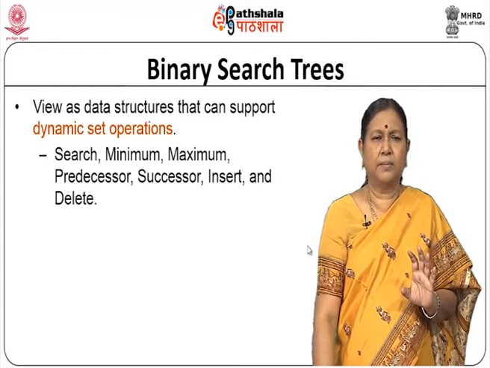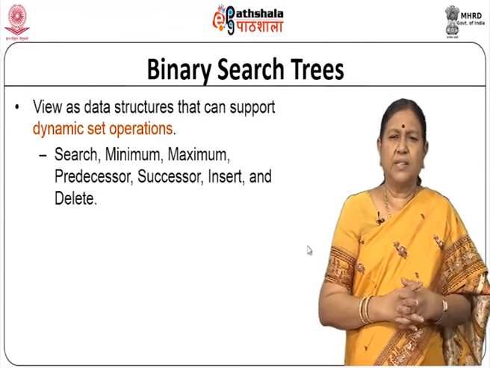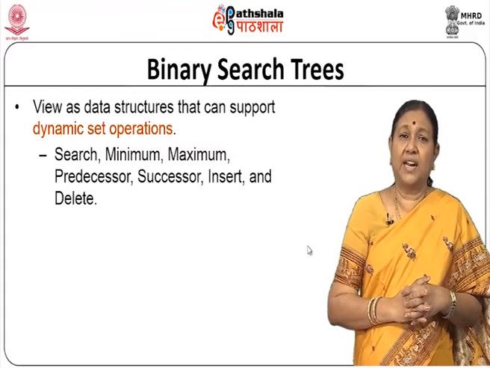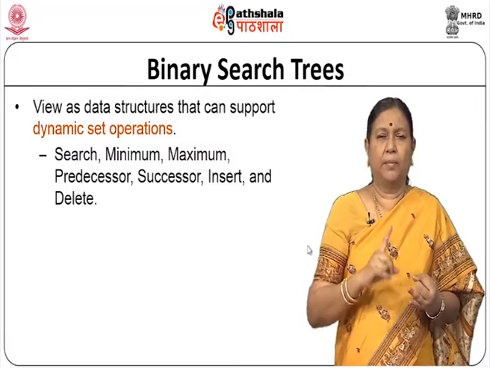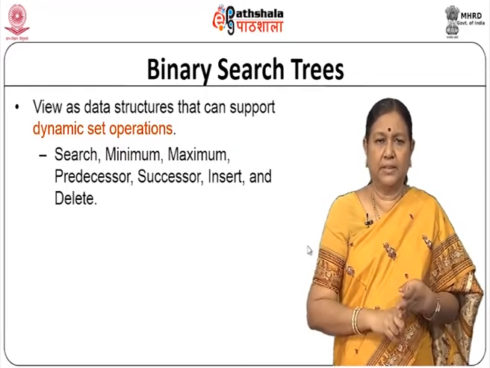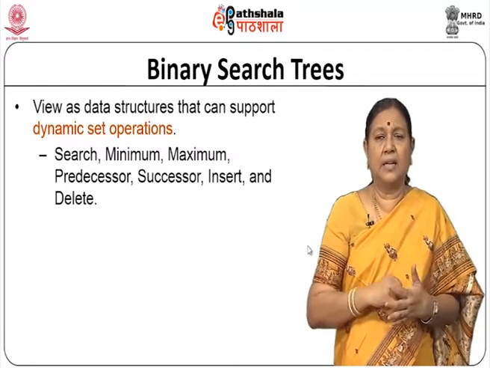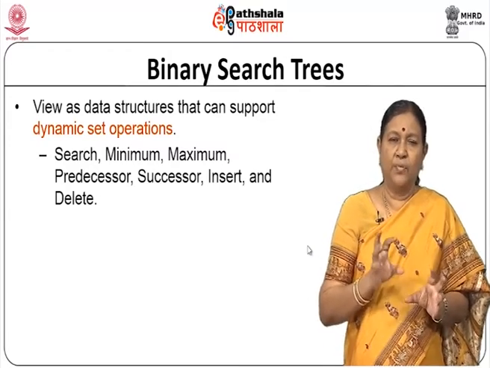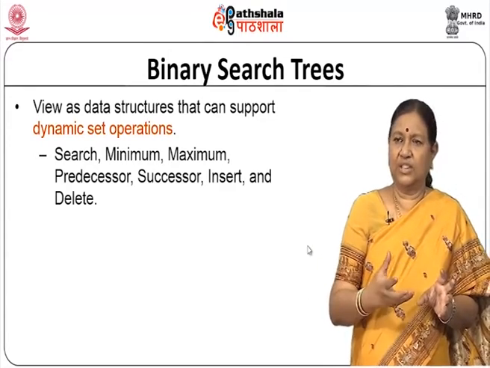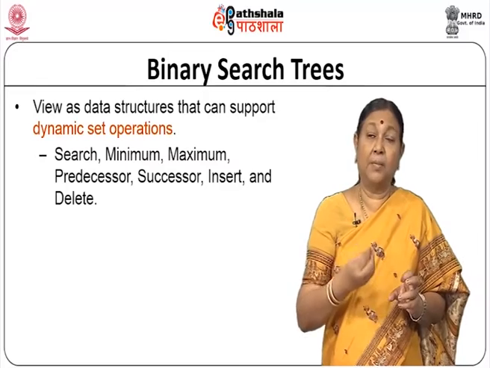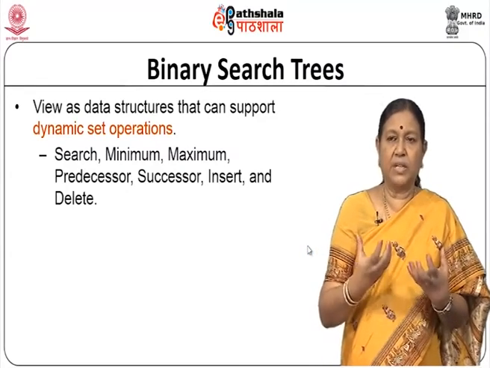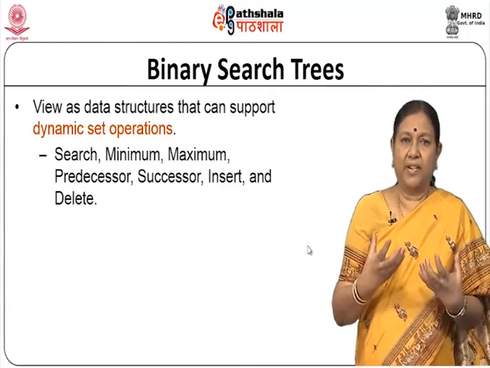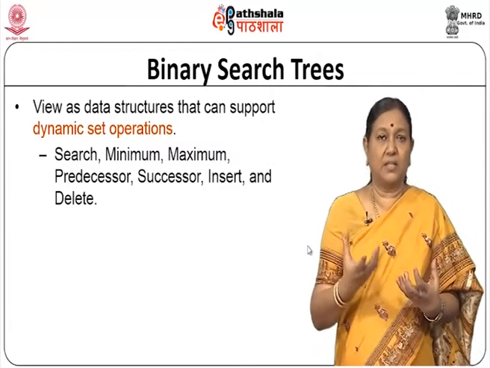Now, let us look at the binary search tree. You can view it as a data structure that can support dynamic set operations. So, we are looking at search, minimum, maximum, predecessor, successor, insert and delete. These are the operations. Search is normal for any data structure, while minimum and maximum values have significance because we are talking about a binary search tree where the organization of data is important.